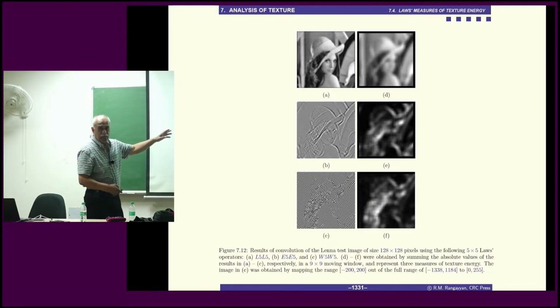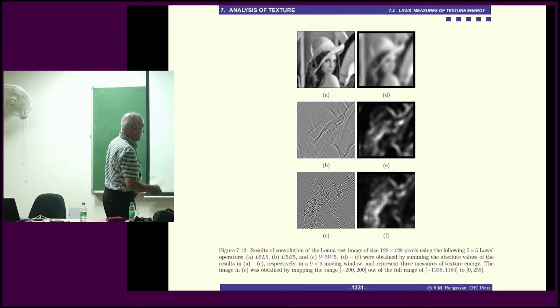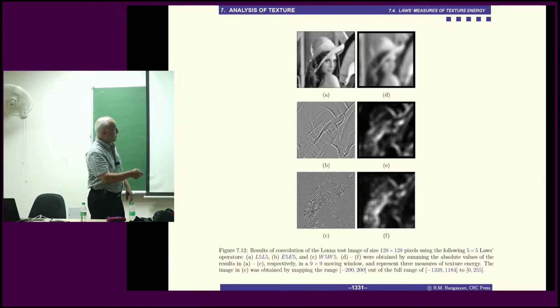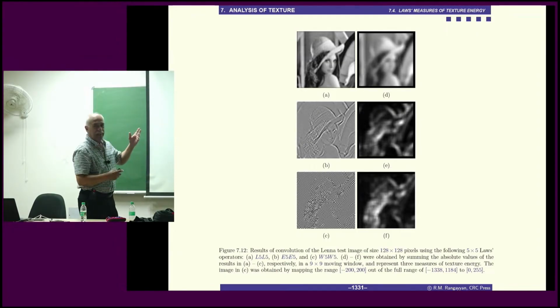And these are mapped for display. So it's not exactly the values. For example, the full range was minus 1338 to 1184, mapped to 0 to 255. So mapping will sometimes shrink the effect of the display.